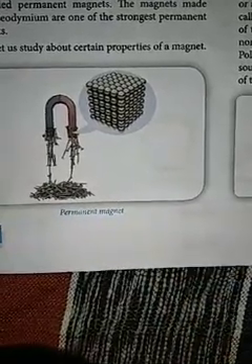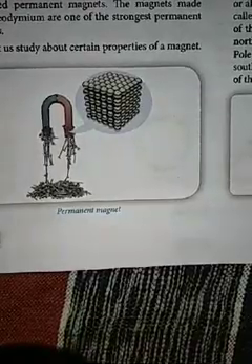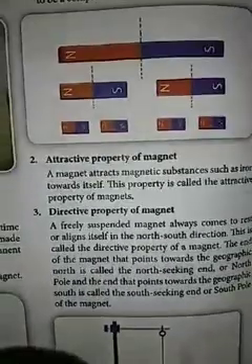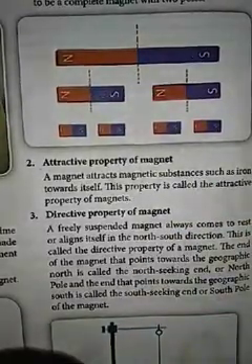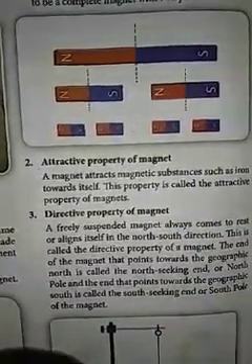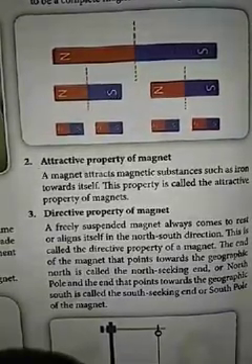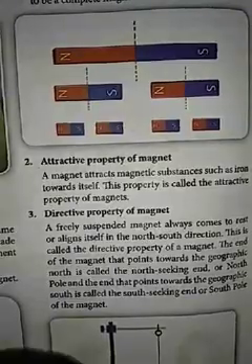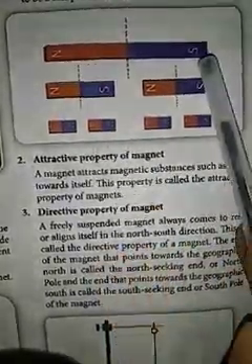Properties of a magnet. First property: poles of a magnet always exist in pairs. You see, north and south poles of a magnet cannot exist in isolation. These two always exist as a pair. If you take a bar magnet, this is the north pole and this is the south pole.